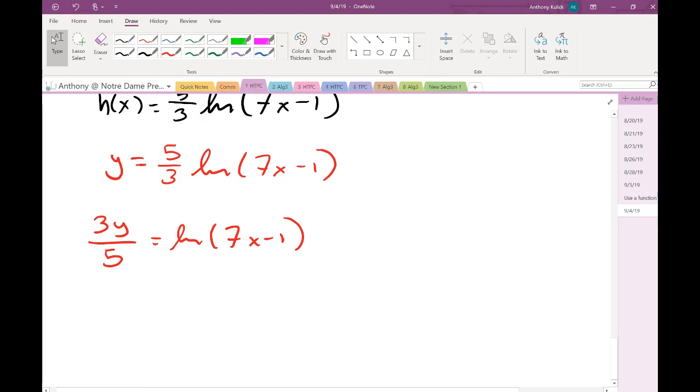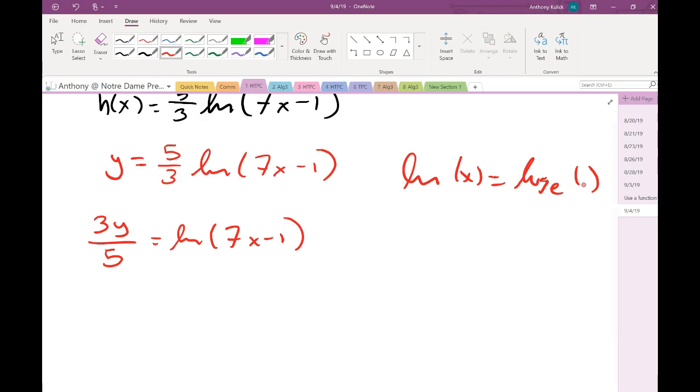What does this ln symbol mean again? Natural log. And what does natural log really mean? Yeah, ln of x is log base e of x. Yup, good. You guys must have had a good Algebra 3-4 teacher or something.